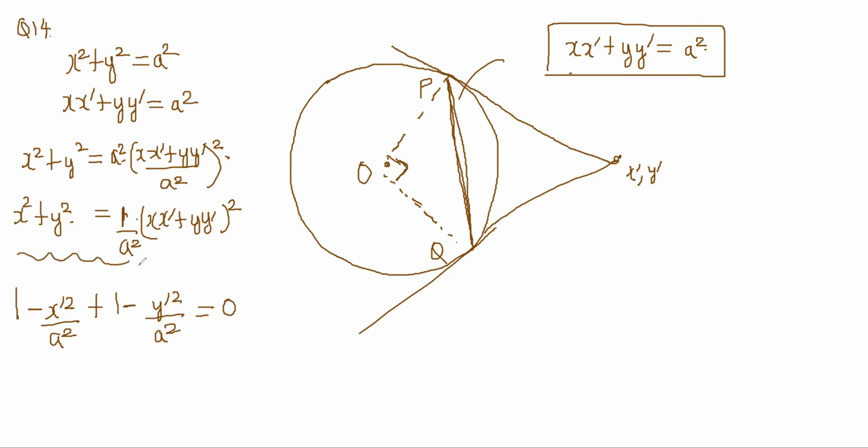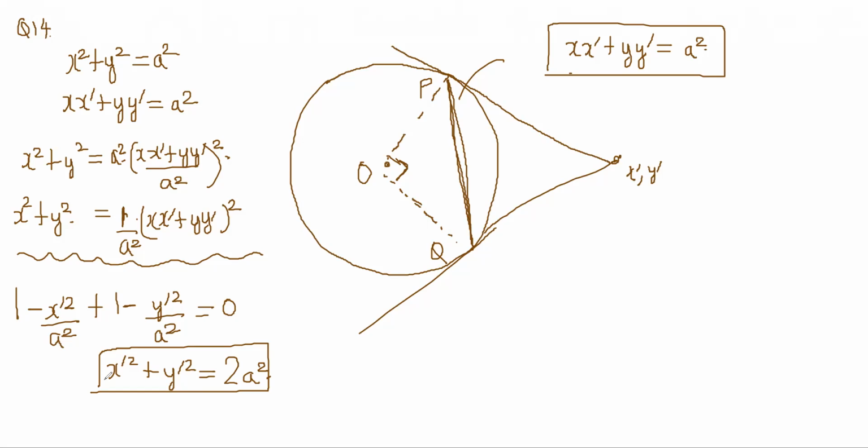This is the equation of the pair of straight lines. Coefficient of x² plus coefficient of y² has to be 0. So you have x'² + y'² = 2a². This is the condition that it will subtend 90 degrees. This is question number 14. So that is the answer. So you've gotten the condition.